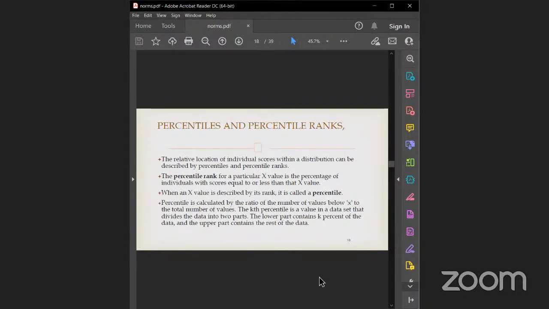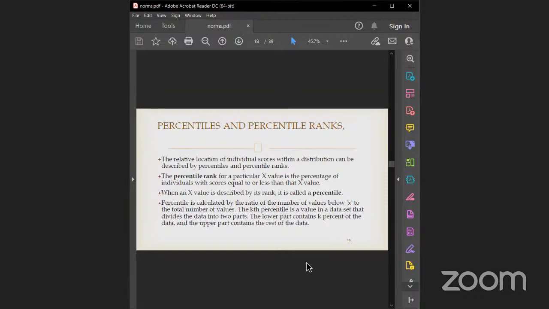This is what we already talked about. So when we say percentile, I want you to look into the last point here. Percentile is calculated by the ratio of the number of values below x to the total number of values. So what we talk about here is the ratio of the number of values below a particular score divided by the total number of values. So let's say we have 6 numbers and we are looking at a particular number amongst that.